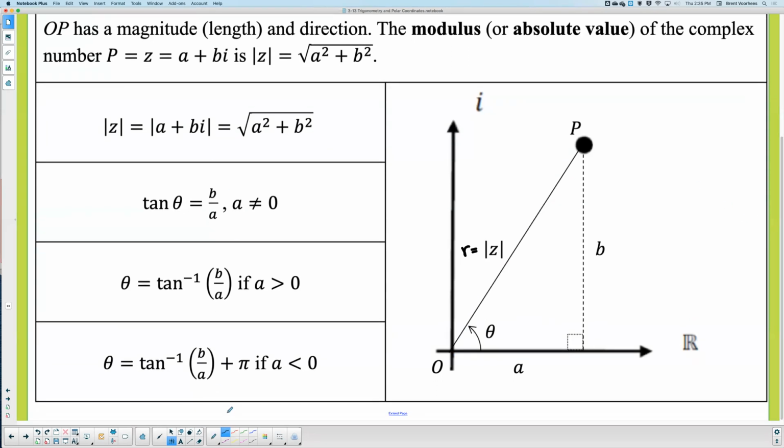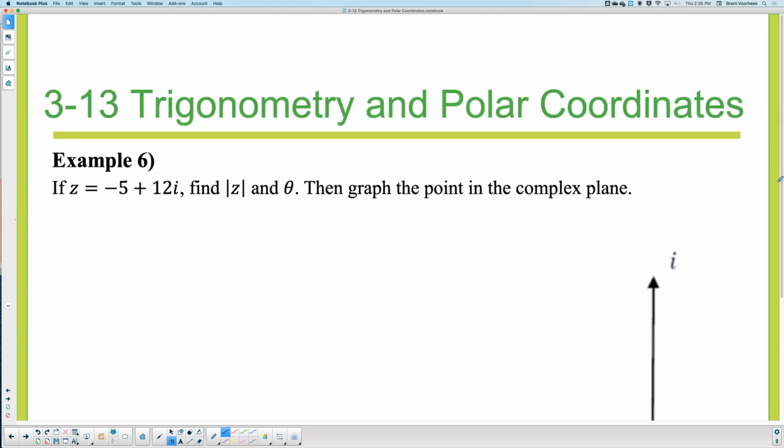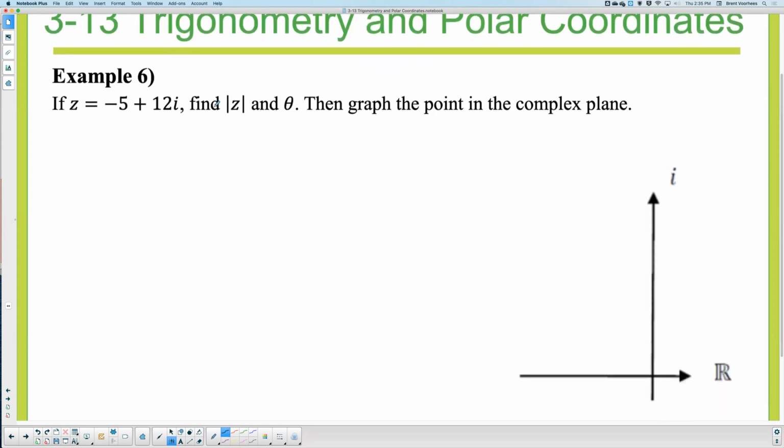Okay. Same 4 formulas that we've been using. Now they just switched up some variables. They're not going to call it x and y. They're going to call it a and b. They're not going to call it an r. They're going to call it the absolute value of z. Theta stays the same. Okay, so here we go. So if z were negative 5 plus 12i, what does this absolute value of z mean?